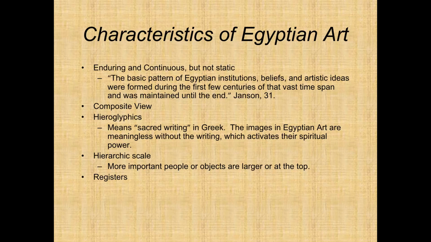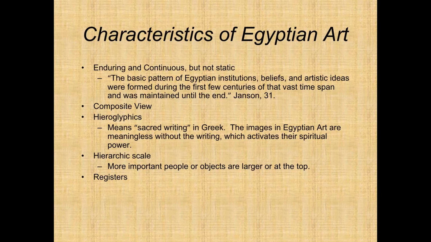Hieroglyphics, which means sacred writing in Greek. The images in Egyptian art are meaningless without the writing, which activates their spiritual power. So the art of ancient Egypt has a purpose, not just to look good, it's to preserve the ka of the king or other elites. So what hieroglyphics do is they are spiritual writing. They release the power of these works of art to serve the function that they're trying to serve. So hieroglyphics is the first type of writing that's developed in ancient Egypt, but it's not an everyday writing that is used later on. It's just used for these spiritual purposes.